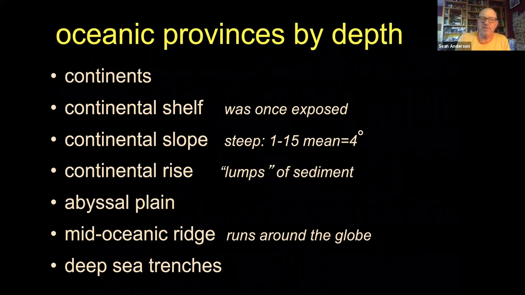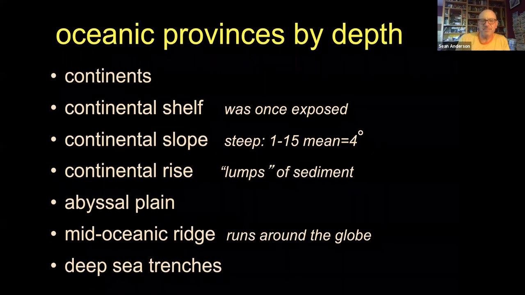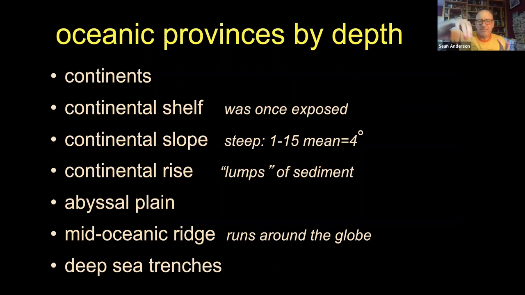The continental slope, as I mentioned, is relatively steep, somewhere between 1 and 15 degrees, depending on where we're talking about on the Earth. The long-term average is about 4 degrees. So the typical thing is about 4 degrees. Now you might think 4 degrees doesn't seem like a lot. That's pretty big when you spread it out over the lengths that we're talking about. And that leads to a fairly deep increase in depth.